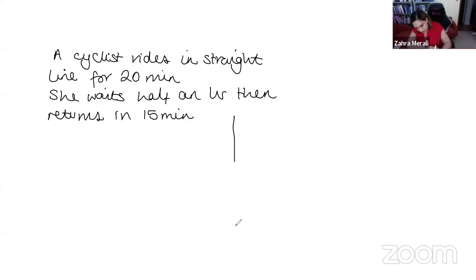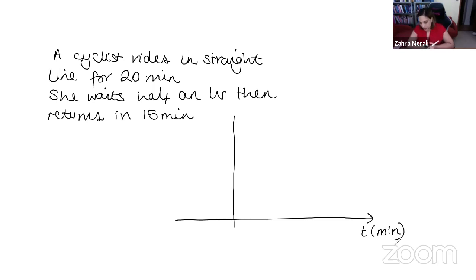So you'll have time, which we're doing in minutes because that's what we're given, and we're given our distance. She rides 20 minutes, so let's say she rides in a straight line for 20 minutes and she travels 5 kilometers. So we've got 5 kilometers. That takes 20 minutes. So we've got a constant acceleration. So we've got a straight line, representing the constant acceleration.